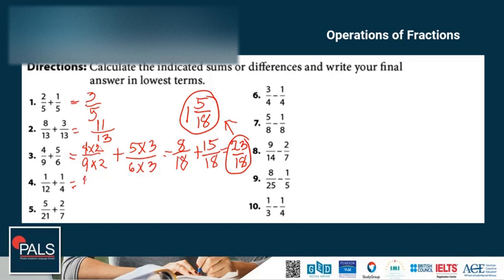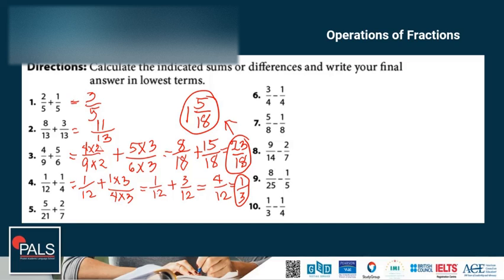So we have 1 over 12 plus 1 times 3, because 4 times 3 is 12. So we have 1 over 12 plus 3 over 12. The denominators are the same already, so we can just add the numerators. So 4 over 12, then we can simplify it into 1 over 3. Okay, so 1 over 3 or 1/3 is the answer.